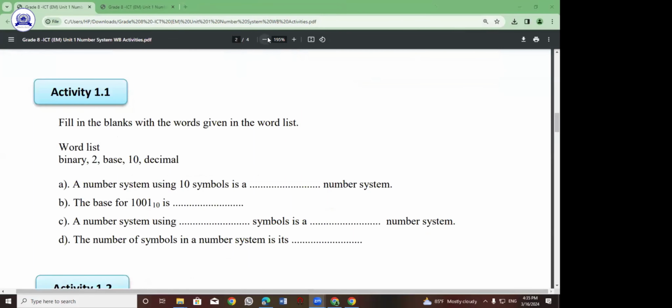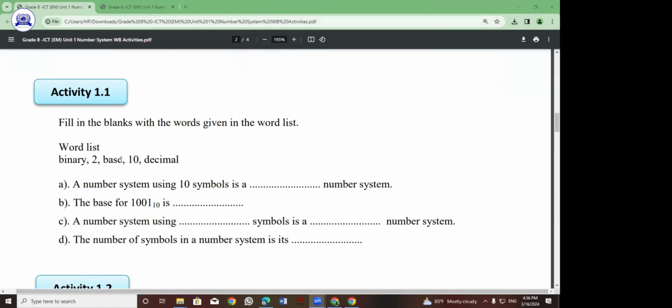Okay, kids, let's see the activities in your lesson. In these activities, you have to complete these things using the word list. First activity: fill in the blanks with the words given in the word list. Now we have learned the number of digits equal to the base.